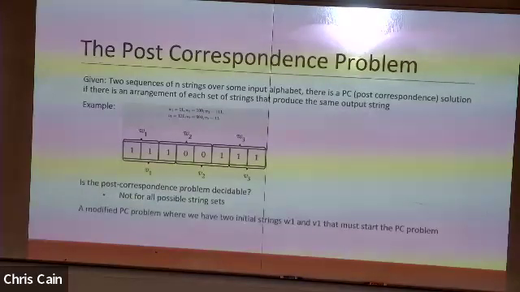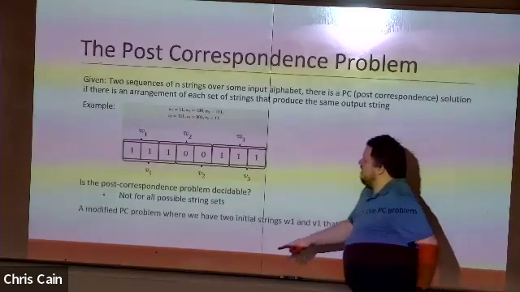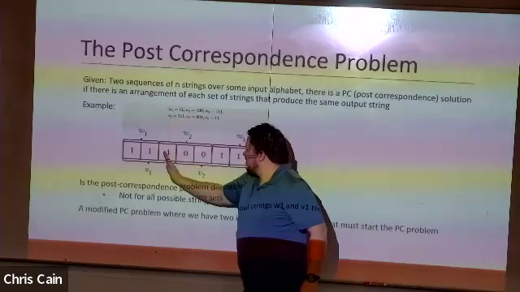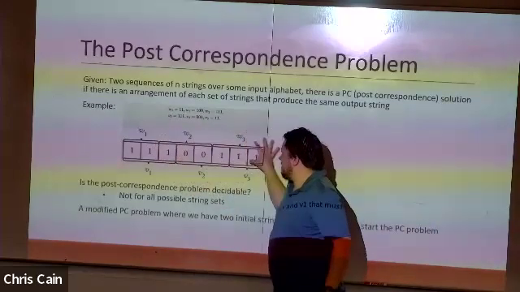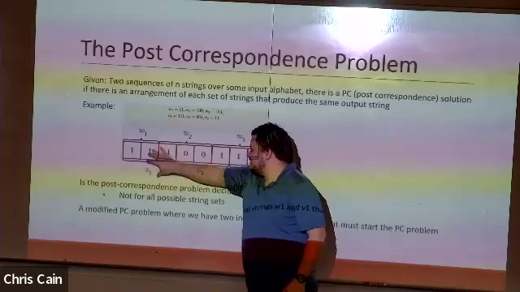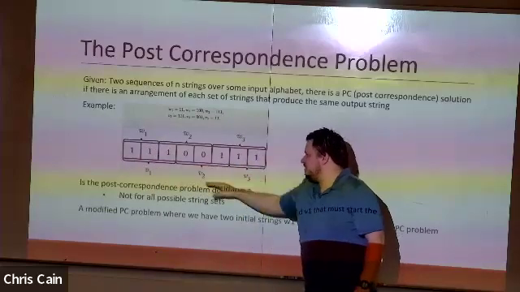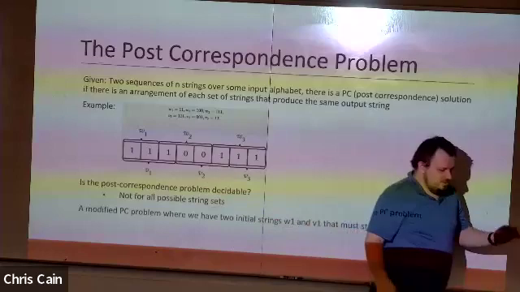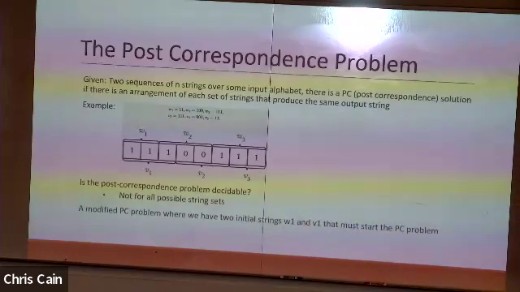There's a modification to this problem where we have two initial strings that we will call W1 and V1 that must start the problem. So instead of saying you can arrange any of these in any order, we know that W1 must start this, and then after that, we have any arrangement. We have V1 that's guaranteed to start this, and then we can have any order of the remaining V's. So we kind of lock W1 and V1 in place.